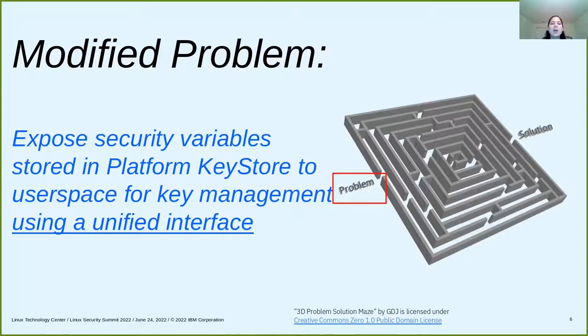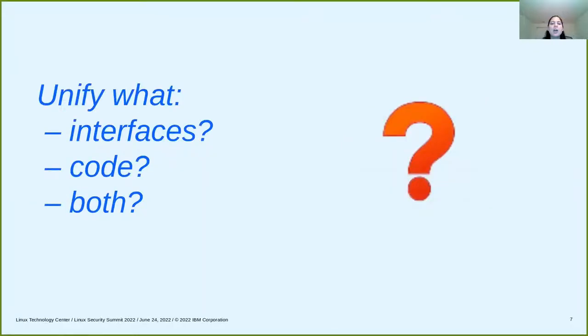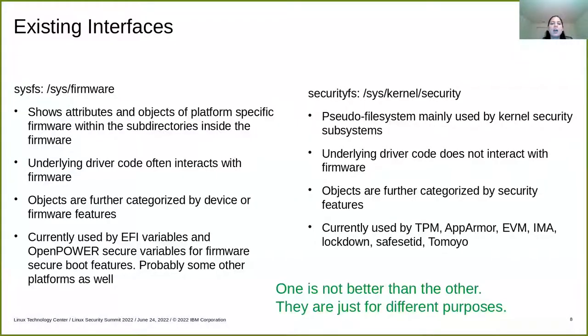Okay, so we are getting into the maze now. The first question that came up is: unify what? Interfaces, code, or both? I spent some time looking around and thinking, and we have two interfaces. That is what I'll mainly discuss for now. There might be more in the kernel, but the context is security here. One is SysFS, under sys firmware, and another is securityfs, which is underlying SysFS, under sys kernel security. The point here is that sys firmware is mainly used for showing attributes and objects of platform-specific firmware within subdirectories inside the sys firmware directory.